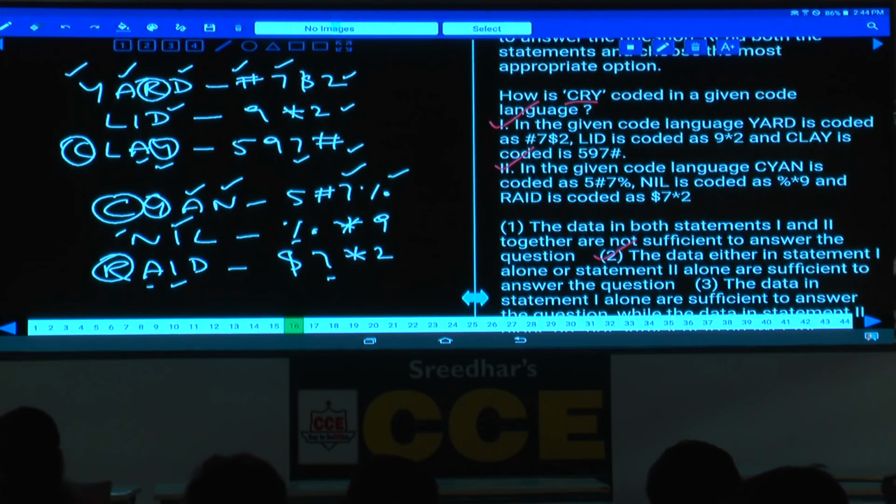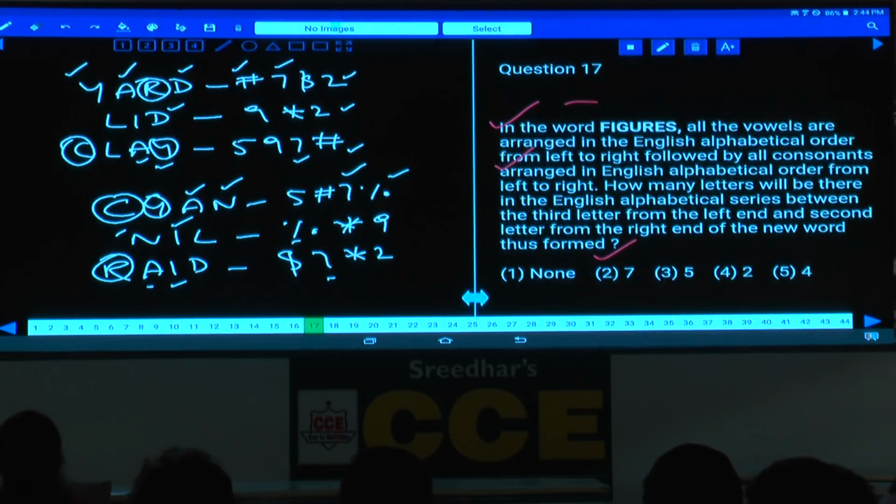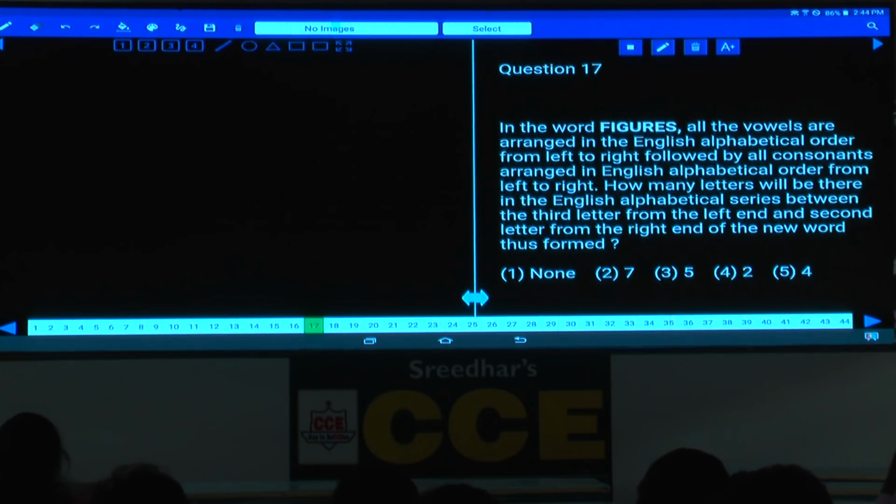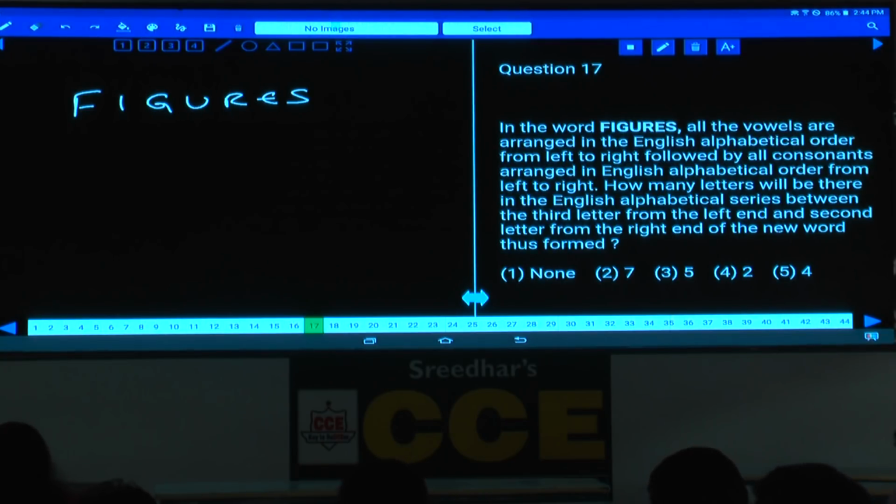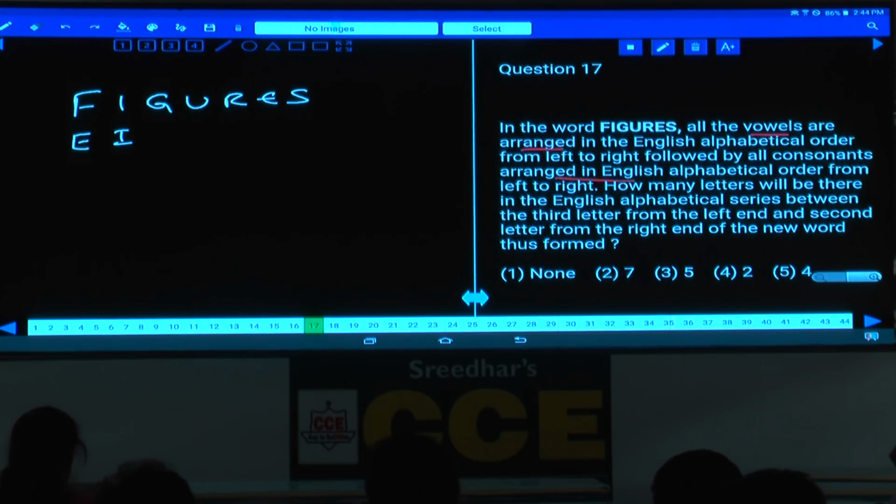Done with this? 16th one. Then question number 17 onwards. Now question number 17, in the word FIGURES, all the vowels are arranged in alphabetical order. All these letters are arranged in the English alphabetical order from left to right. All the vowels are arranged in the English alphabetical order. Then E and I followed by what? All consonants in the alphabetical order.